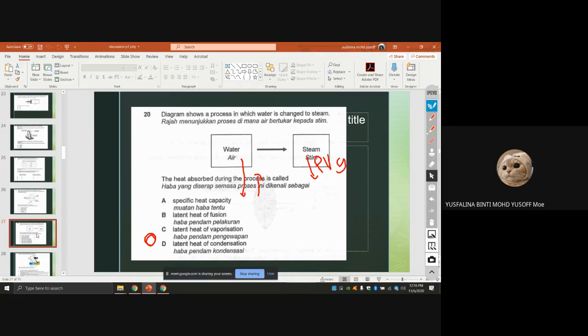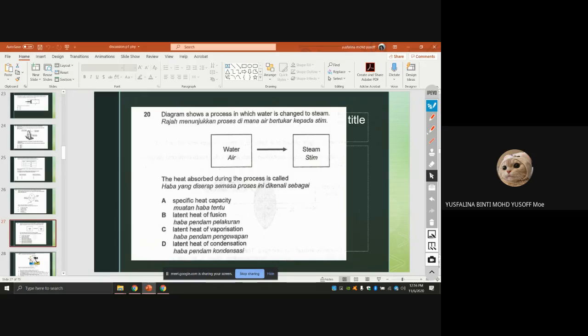The diagram shows a process in which water changes to steam. The heat absorbed during the process is called what? With specific heat capacity, the physical state of the substance will not change. Only with latent heat will the physical state of the substance change. Here, water to steam means the physical state of the substance is changing. So this should be latent heat, either fusion or vaporization. Water to steam is of course vaporization. So the answer number 20 is C.